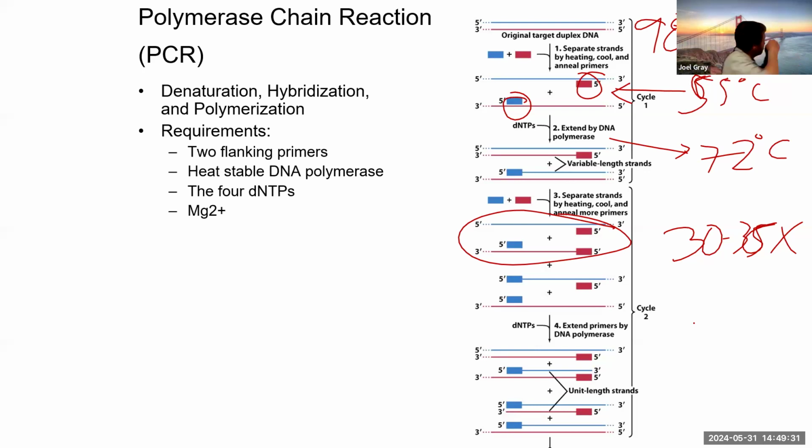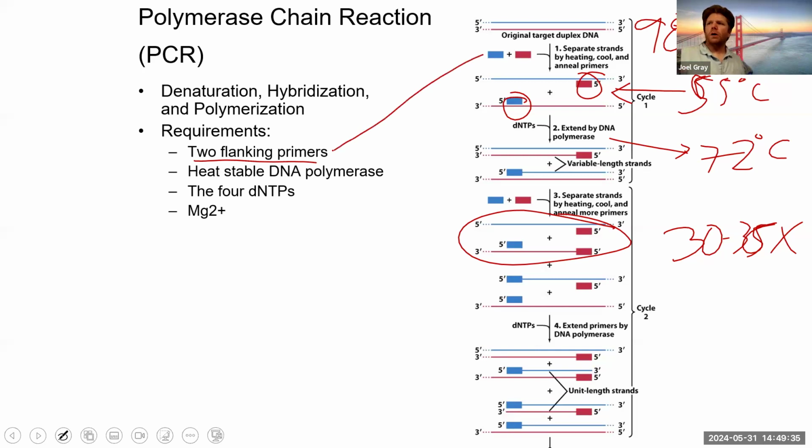Our requirements for this: we have two flanking primers. These are our oligonucleotide primers that bind to our single-stranded pieces of DNA. We have a heat-stable DNA polymerase. Heat-stable, what do you think that means? It can still function if it gets all the way up to 98 degrees Celsius.